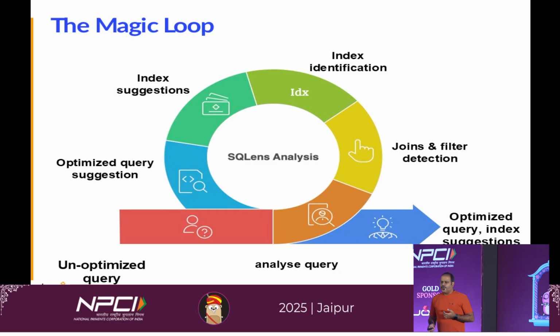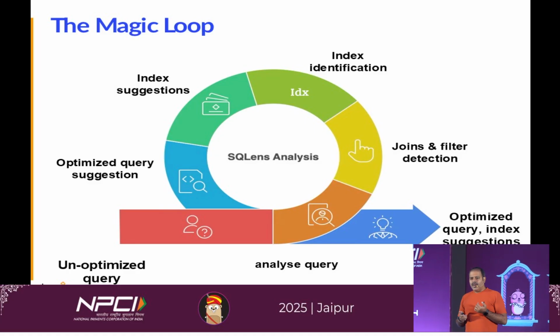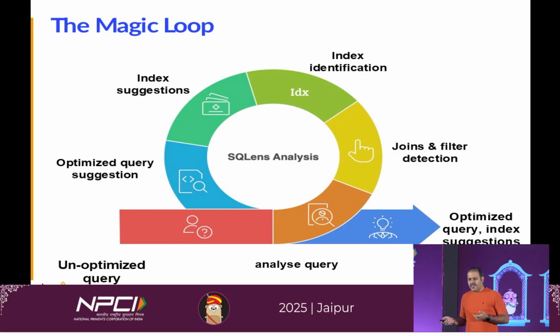So what's the magic loop here? Assume, how do you guys solve it? You get a slow query, you analyze the query, figure out what it is using, what it is not using, figure out the indexes, figure out the joins, and so on. And finally, you come up with some suggestions. It's the same thing. You get an unoptimized query, you do analysis on top of that query, you figure out the different joins, filter detection, index identification, and then you would come up with some index suggestions.